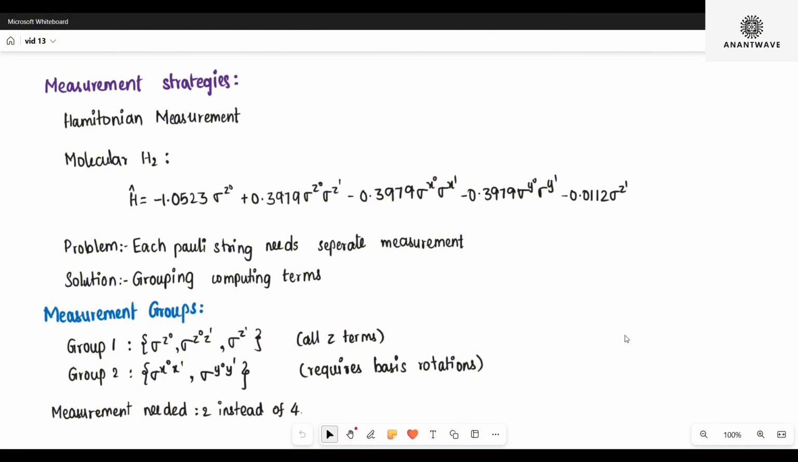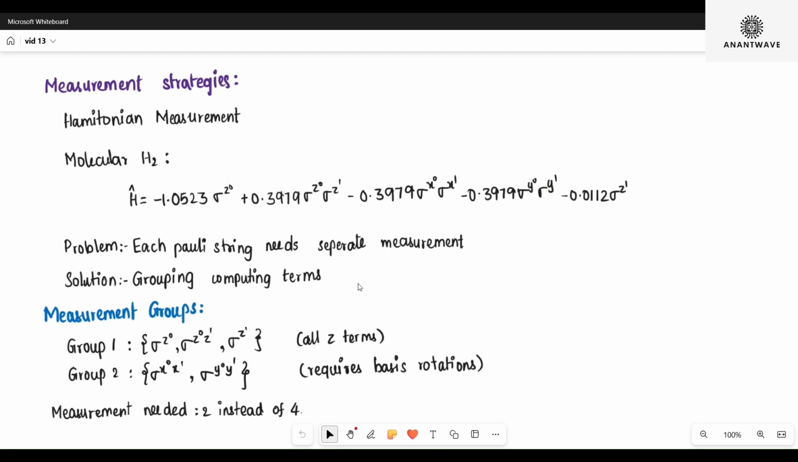Now let's talk about measuring the Hamiltonian, which is how we evaluate the energy of a quantum state. Let's take molecular hydrogen as an example. Its Hamiltonian can be broken down into multiple Pauli strings, terms made of Pauli operators like Z, X, and Y applied to different qubits. The problem here is each Pauli string needs to be measured in different bases, and we can only measure in one basis at a time. So, without optimization, this would require many separate quantum measurements.